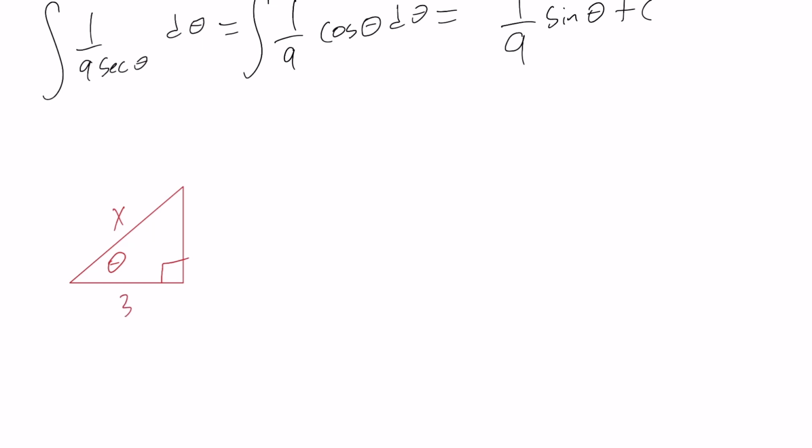In order to find out the sine, I need to know this opposite side. And that's just Pythagorean theorem. We get the square root of x squared minus 9. So the sine of theta is the square root of x squared minus 9 over x. So we end up with 1 over 9 times the square root of x squared minus 9 over x plus c.